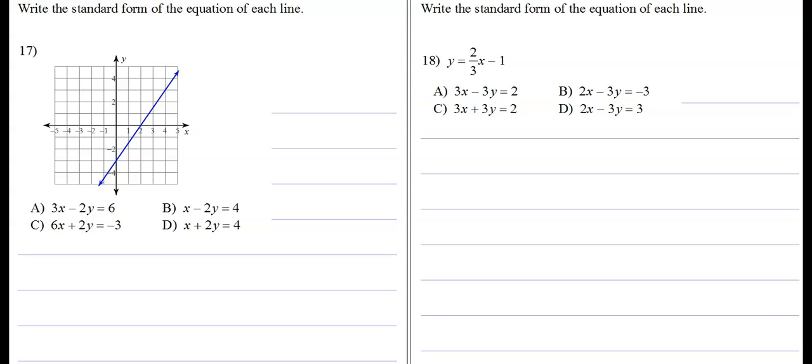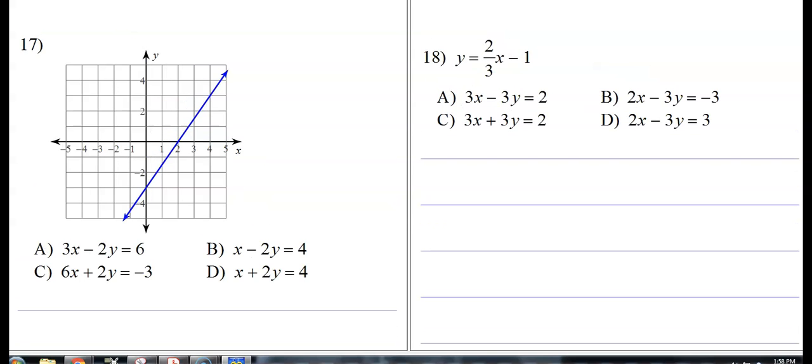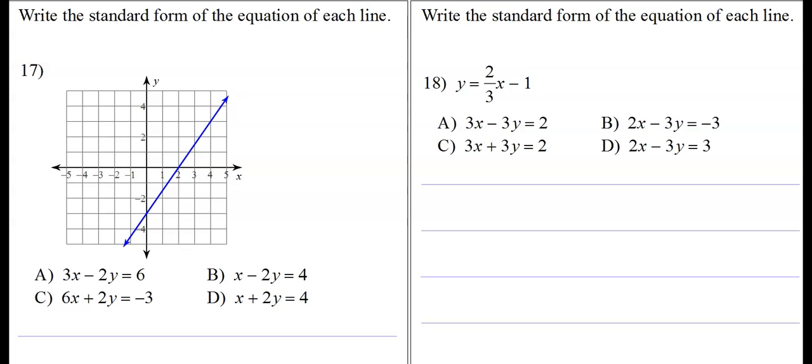17 and 18. Let me see if I can maybe make this a little bit bigger. There we go. All right, write the standard form. So remember, standard form, we need x and y on the same side, and then we need the constant on the other. And you're not supposed to have any fractions or anything. So sometimes these require a little bit of work. So there's kind of two ways you can do it. Well, there's a lot of ways you can do it.